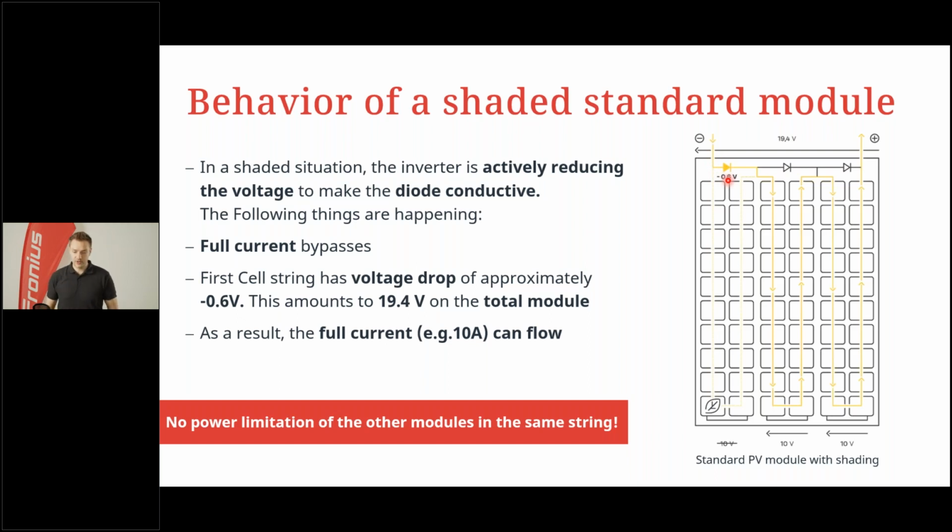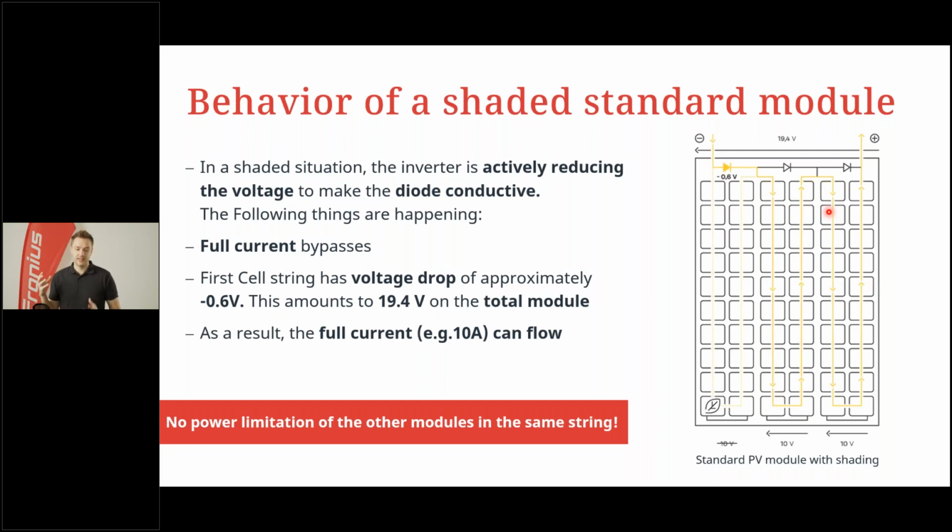So what is happening now? The full current is now bypassed through this diode and through the cell string. So not all the 10 amps are flowing through all the unshaded cells, but the 10 amps are split between the diode, and some amps are also going through the shaded cells. So it's pressed through the cell also. It's basically split up. But all the 10 amps of this module are going to the other modules in the same string, and there is no power limitation of all the other modules, and also no power limitation of this cell string and the right cell string. And that's the most important thing to know.